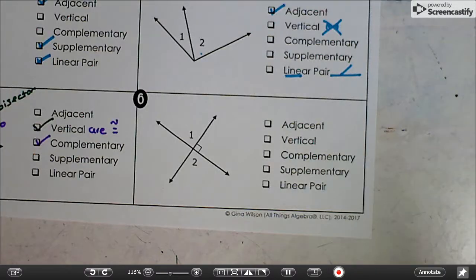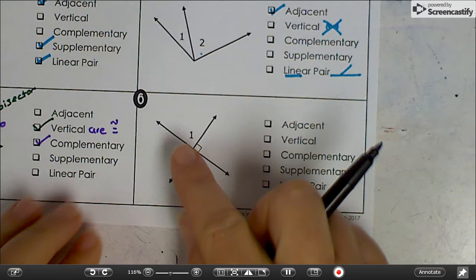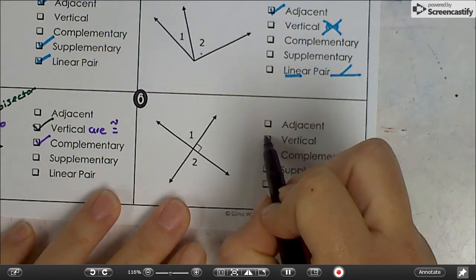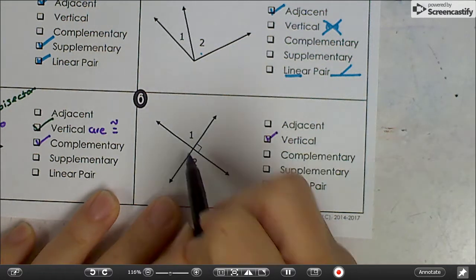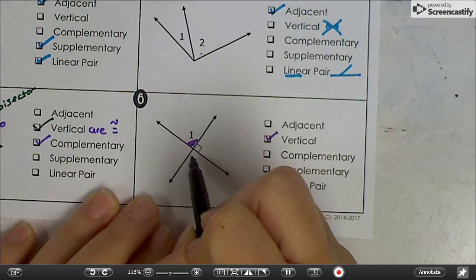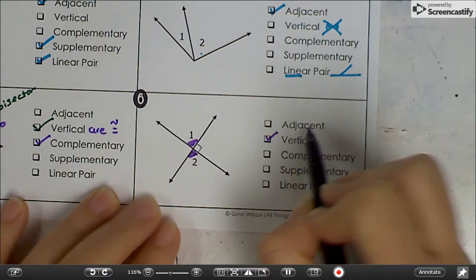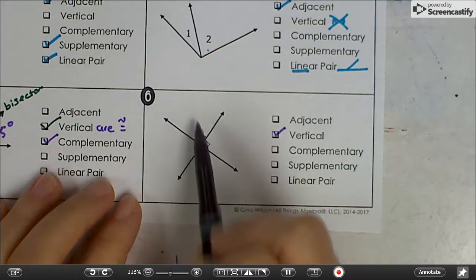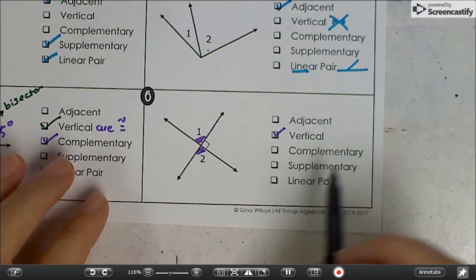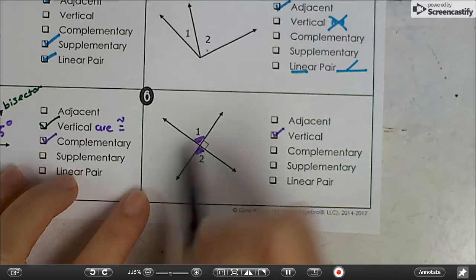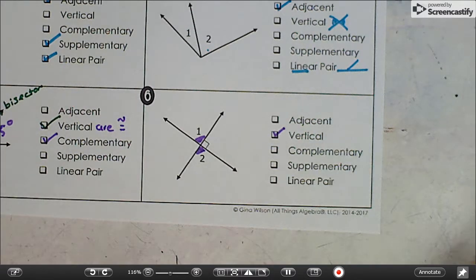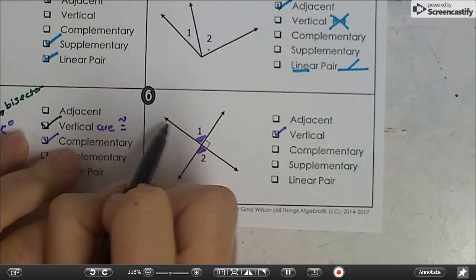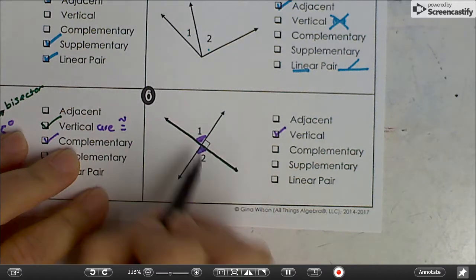And lastly, angles 1 and 2 here, hopefully it jumps right out at you from the beginning that these are vertical angles. This one and this one. They're not adjacent because they don't share a side. They're not complementary because they're not 90 degrees. But they are supplementary even though there's no numbers on here. Because right here we have a linear pair.